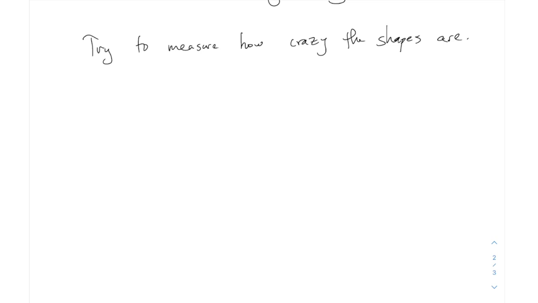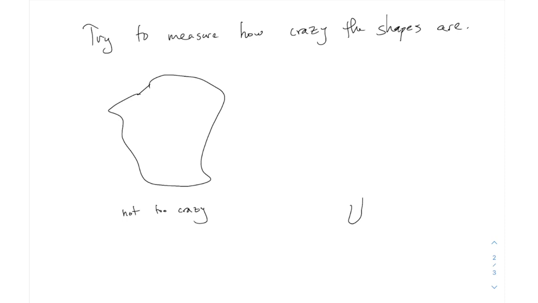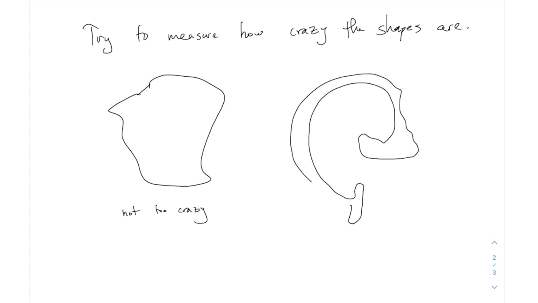So, for example, something that's like this, I would say this is not too crazy, because it's a weird shape, but it's at least a more or less ordinary looking blobby shape, versus something like this, right? This is crazy, all right?